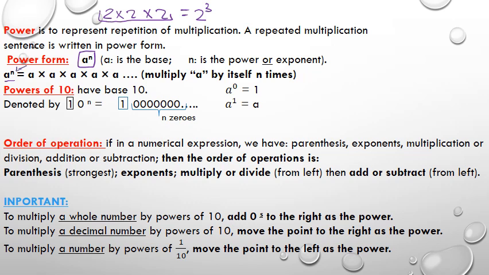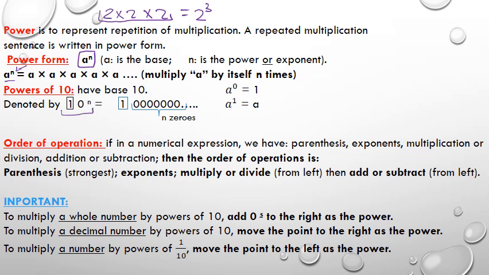So we multiply a by itself n times. We have something very important in powers. We call it powers of 10. Why do we call these powers powers of 10? Because they have base 10. How can we denote powers of 10? It's written 10 to the power n as in power form.